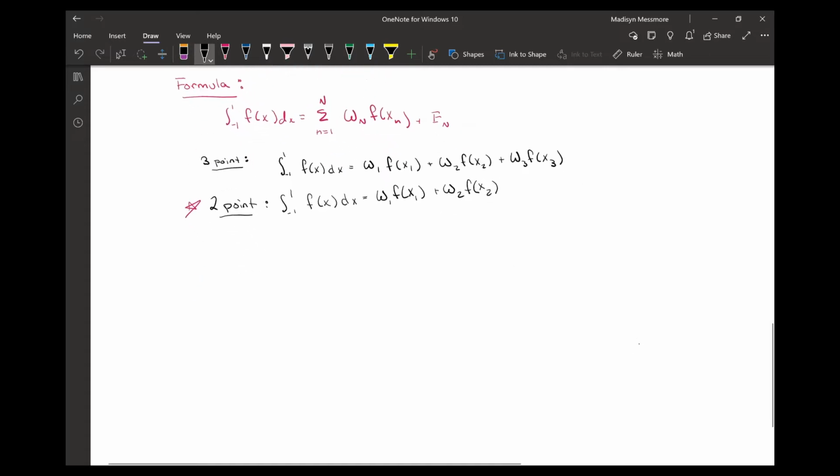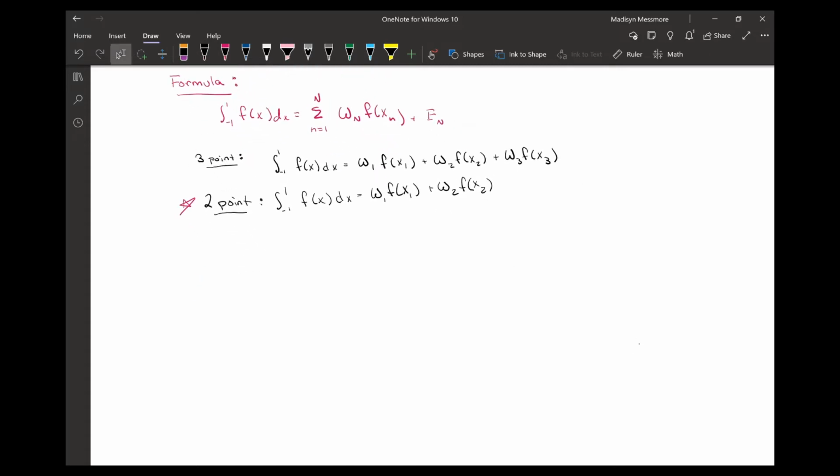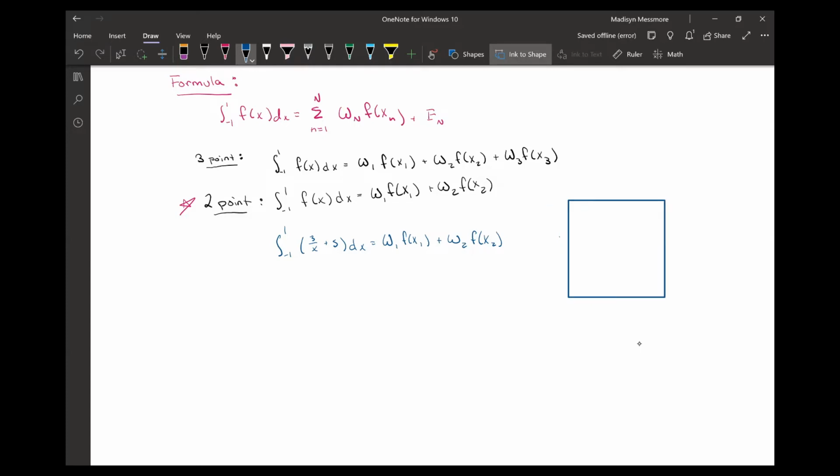So finding a 2-point of the function that we just did would become 1. Was it 3 over x is 5? Is w1 f of x of 1 plus w2 f of x of 2. I'll put off to the side: W1 is 1, W2 equals 2.